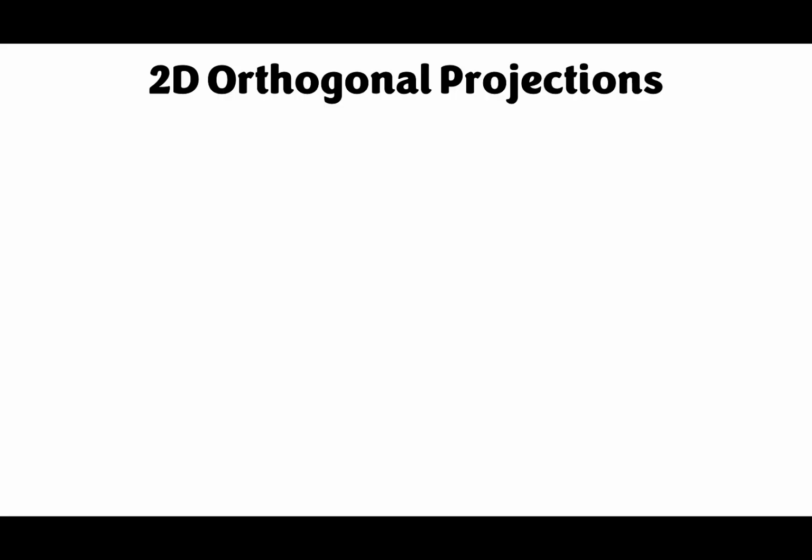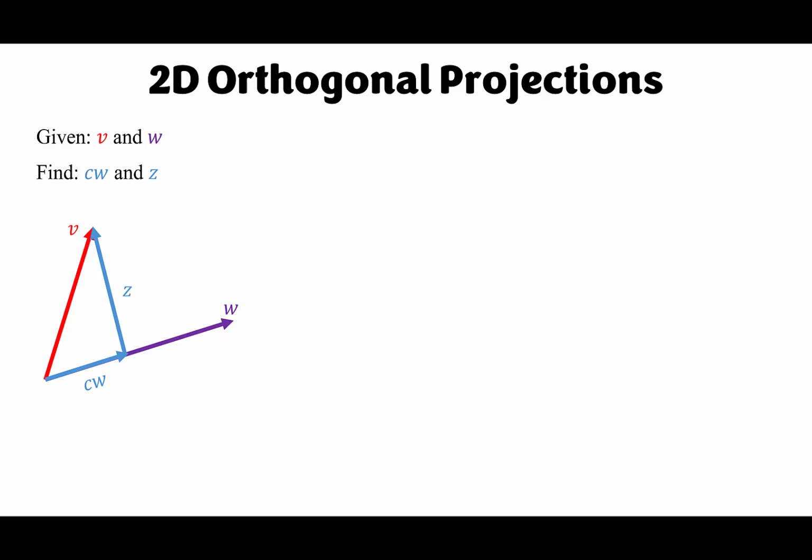All right, we're going to start this video by looking at what's called 2D orthogonal projections. If we're given two vectors, v and w, we want to find cw and z, where cw is a scalar multiple of the vector w, and z is a vector that's perpendicular to w. And so it's also perpendicular to the cw vector, the scalar multiple of w.